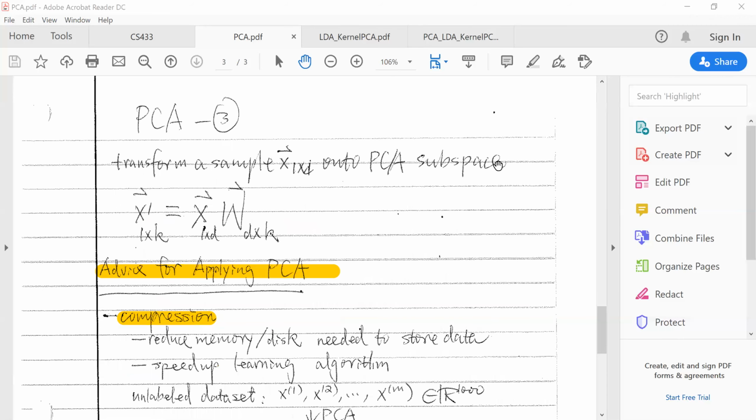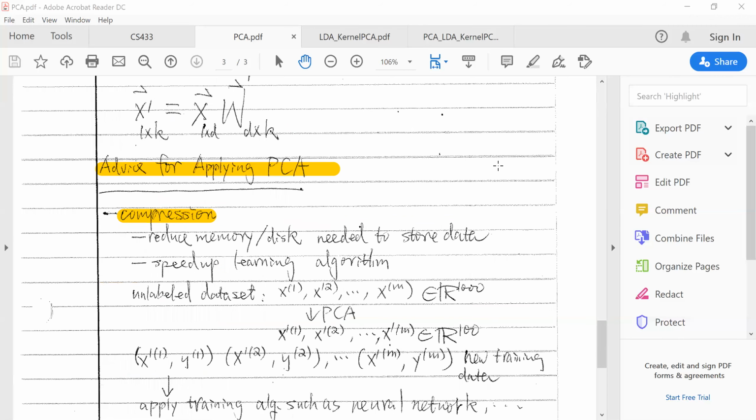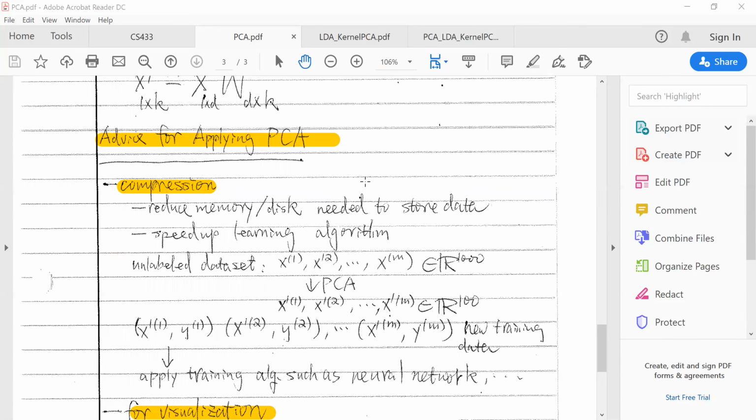And then what next? Some advice on applying principal component analysis. One of the major uses is compression. Later we will see an example, especially if you want to apply it to image machine learning. This can be a useful tool because it can reduce the memory and disk space needed to store the data. So that's one of the nice things.